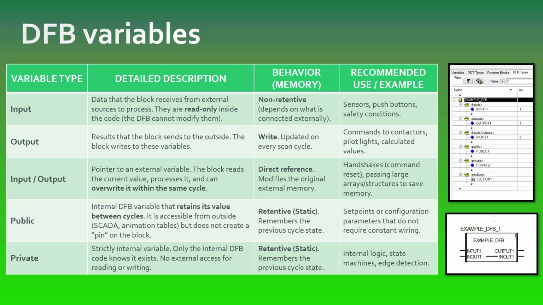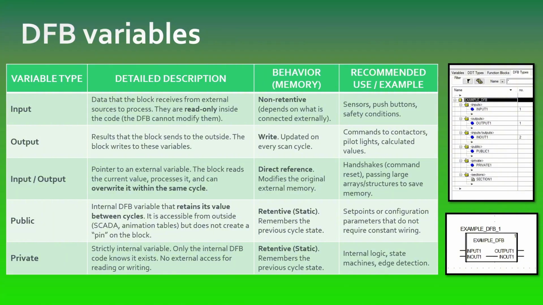The next type is input-output variables. In this case, we are working with a direct reference to an external variable. The block reads its value, processes it, and can modify it within the same cycle. This type of variable is widely used for handshakes, for example, to reset commands, or to pass large arrays or structures without duplicating memory. This type of variable appears on both the left and right sides of our DFB instance. The input and output parts are joined by a line, allowing us to quickly distinguish the type.